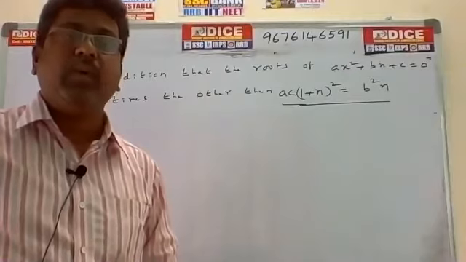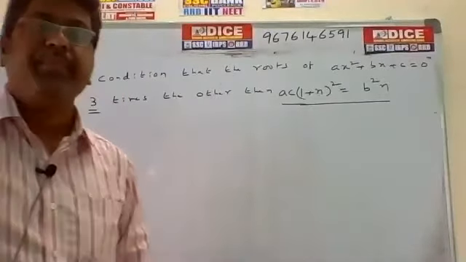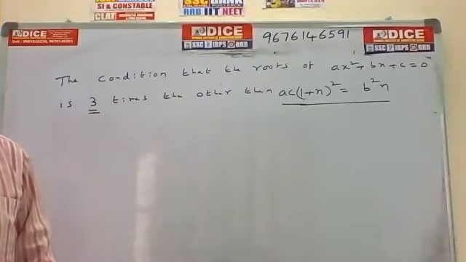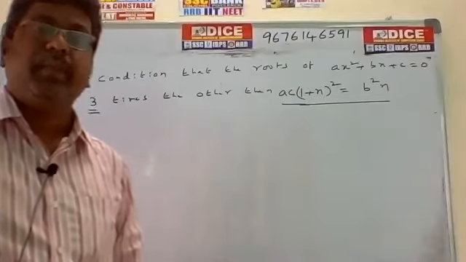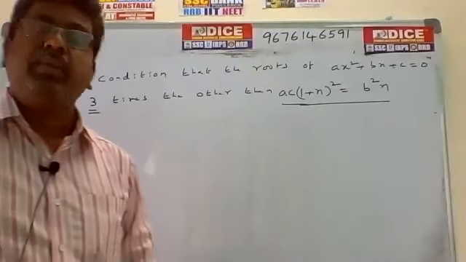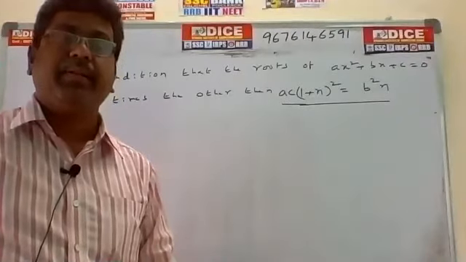16 AC is equal to 3 b square. Very good answer from H1. 16 AC is equal to 3 b square. Very good answer, Aishwarya. 16 AC is equal to 3 b square. Very good answer.